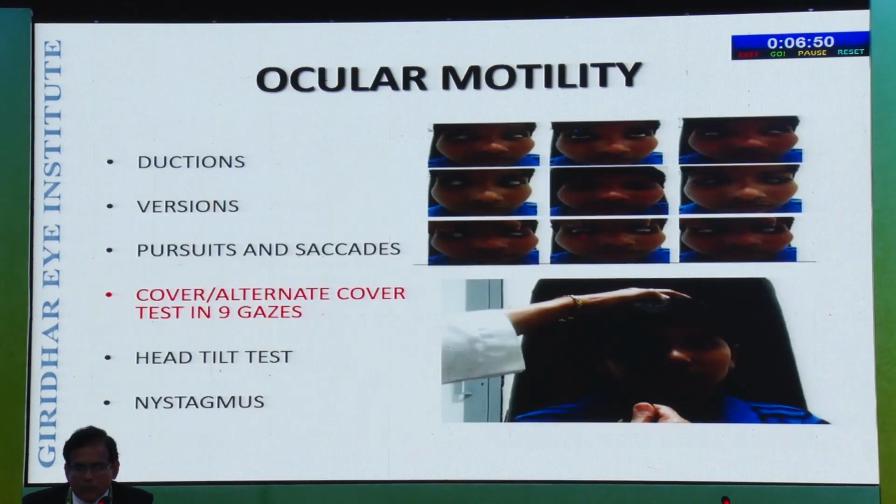Sensory evaluation is very important and it gives a clue about the sensory status of the patient. Ocular motility is very important. You have to look for the ductions.